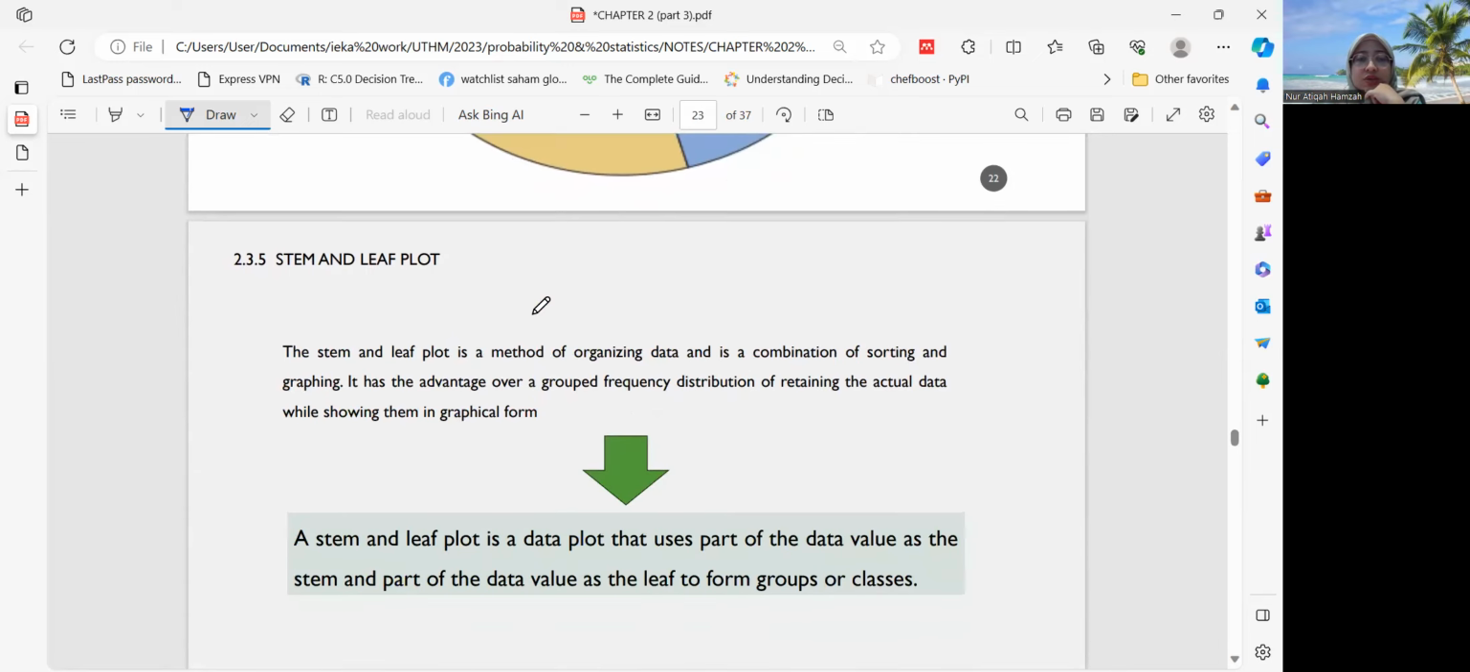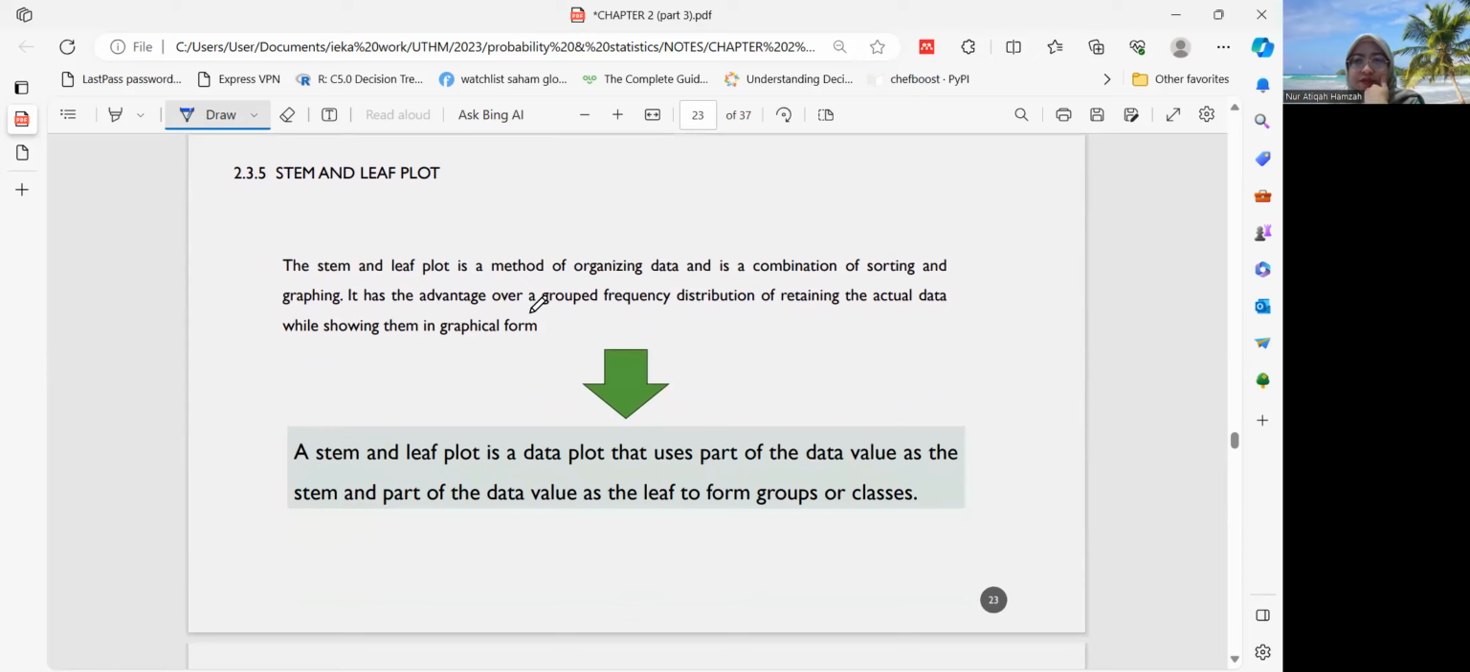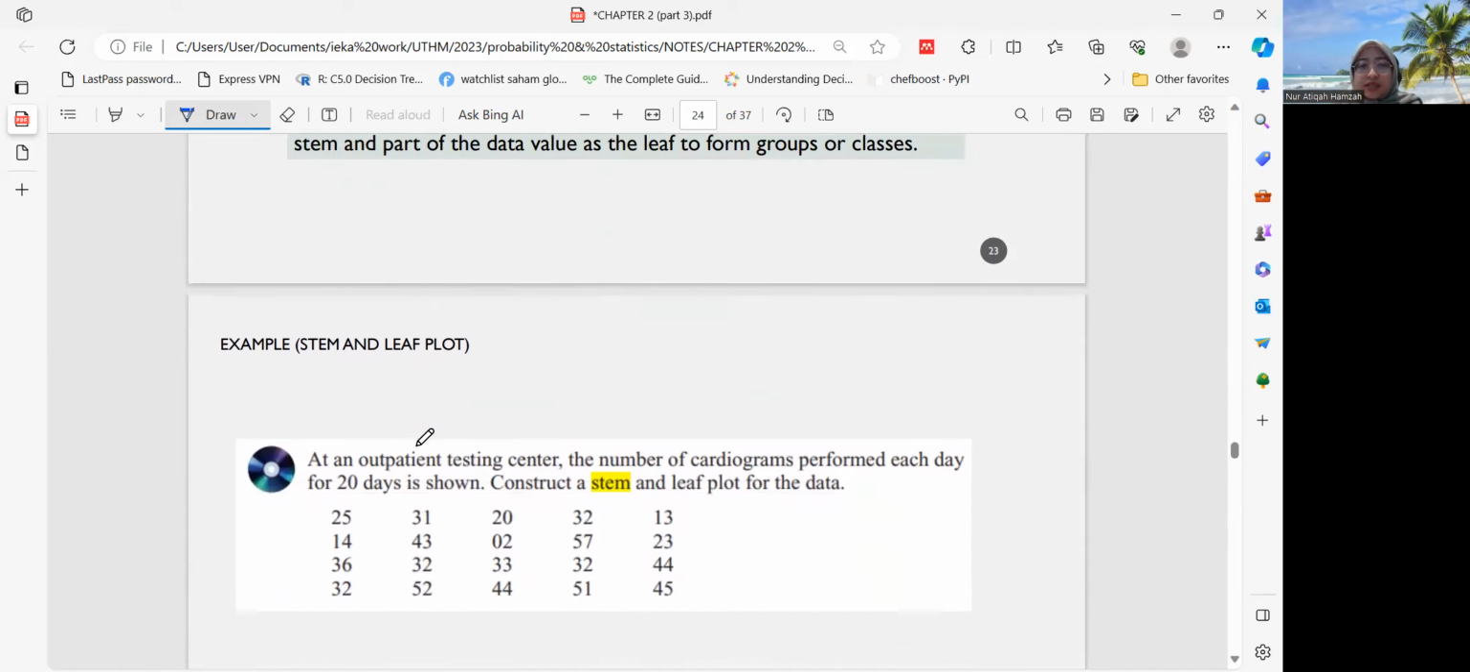Okay, so next we have stem and leaf plot. Okay, stem and leaf plot is a method of organizing data. Okay, we want to organize data, and it's a combination of sorting and graphing. It has the advantage over a group frequency distribution of retaining the actual data while showing them in a graphical form. So a stem and leaf plot is a data plot that uses part of the data value as the stem and part of the value as the leaf to form groups or classes.